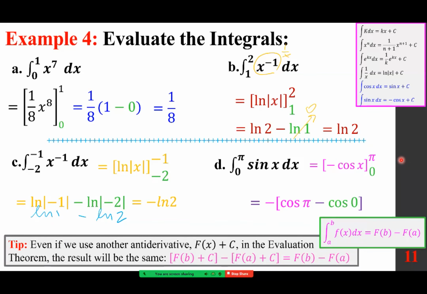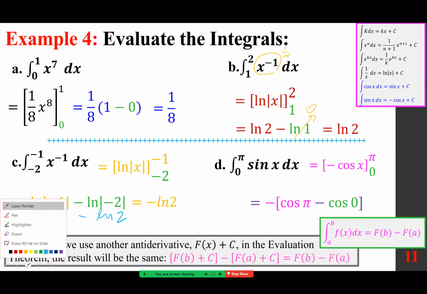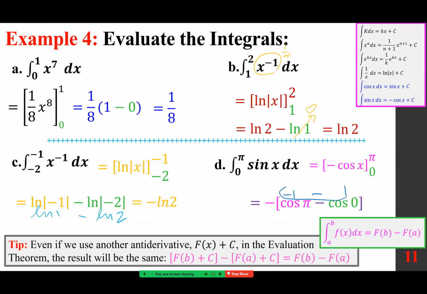That's what we do. Now, cosine of pi, again, those are elementary. You should know that from trigonometry. Cosine of pi is negative 1, minus cosine of 0, which is positive 1. So the result of the brackets would be negative 2. The negative in front of it makes it positive 2.